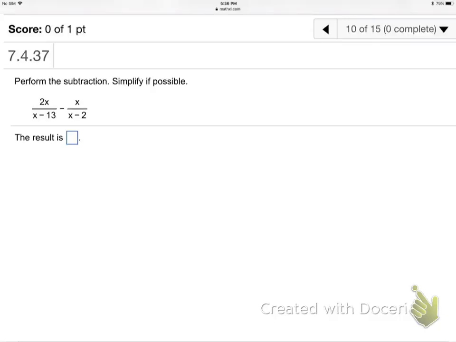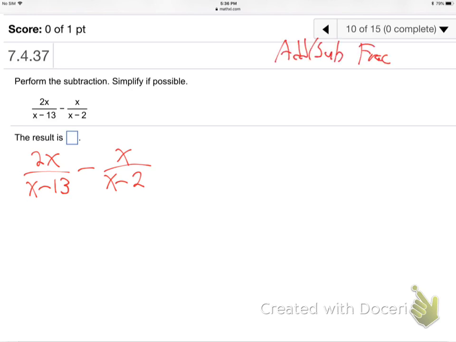Okay, number 10 here. So 2x over x minus 13 minus x over x minus 2. We want to remember the add, subtract fractions game plan. Number one is factor denominators, but these denominators do not need to be factored, so we can often skip that step.